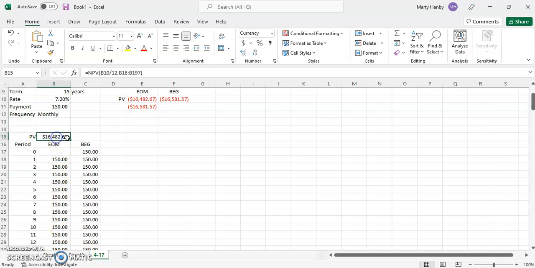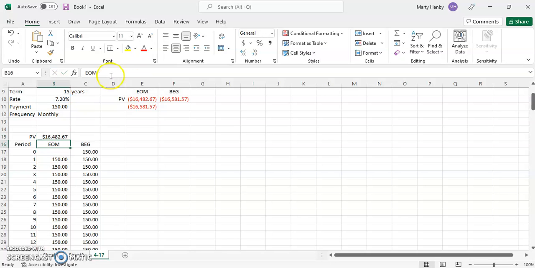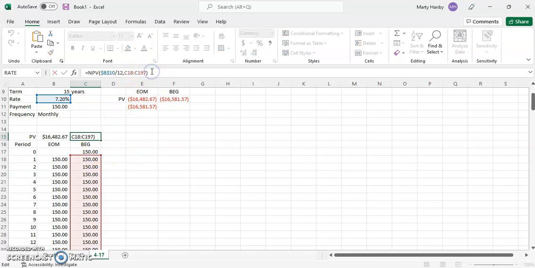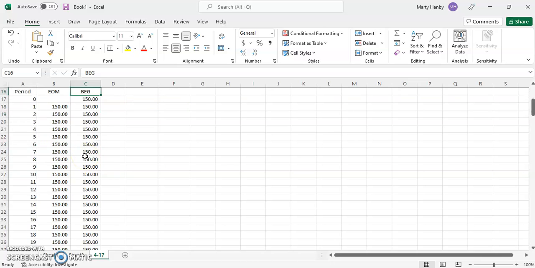So now let's make our rate absolute, function F4, and then we can drag this across and pick up these values. Now we're not picking up this last value, so we need to add back the very first value, because the payments are now at the beginning of the month, and we get our $16,581.57. I just moved this $150 to the beginning of the month.